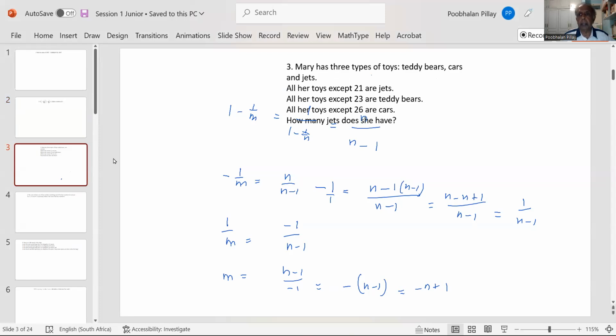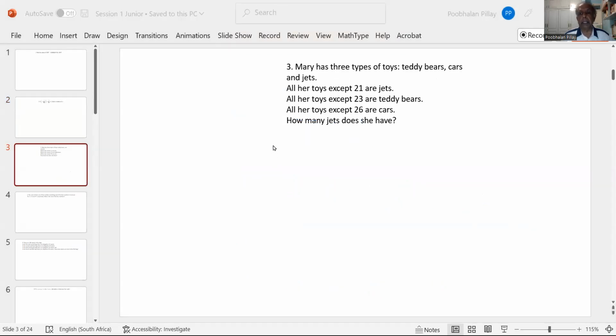Okay, problem number 3. Mary has 3 types of toys: teddy bears, cars, and jets. Right. So all her toys except 21 are jets. So if you count all the, what does this mean? If I had 50 toys, it means all toys are jets except 21.